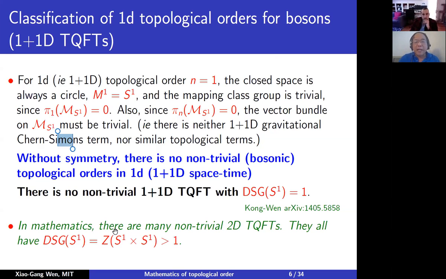However, in mathematics, there's a lot of study on two-dimensional space-time TQFT. So we believe that all these 2D TQFTs will have a vector space on the circle which has a dimension larger than one. So in condensed matter, those 2D TQFTs are unstable TQFTs. But they are still interesting mathematically, just not physically. What kind of physics those interesting mathematical 2D TQFTs correspond to is not very clear. So that's another very interesting open question.